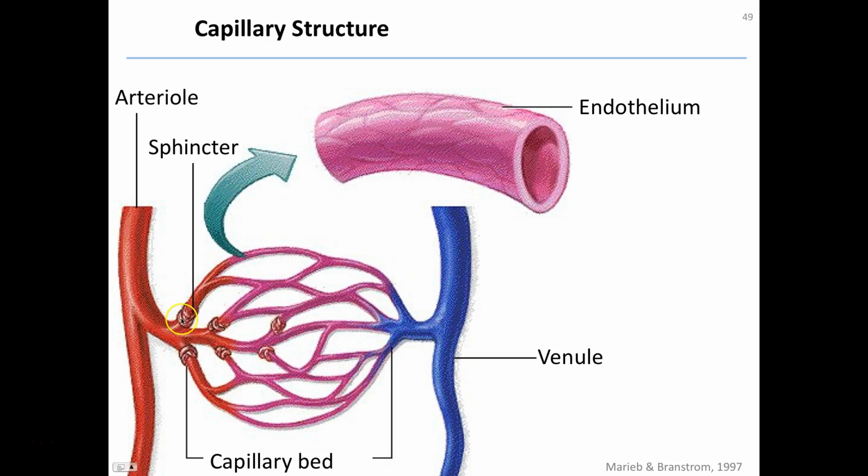These sphincters are rings of smooth muscle, and they're found at the bases of the capillary bed. Notice they're only on the capillary side, from the arteries. We do not find them on the venule side.